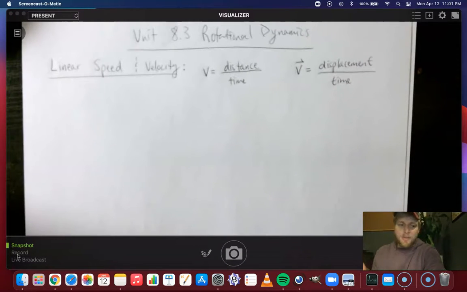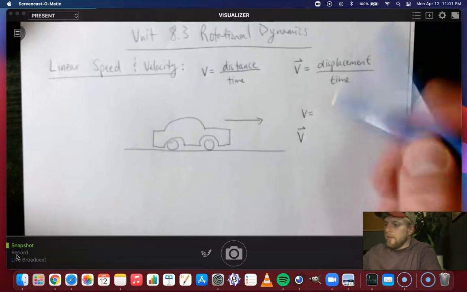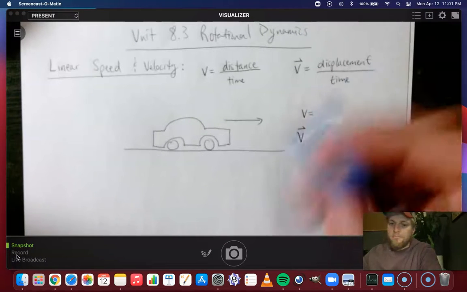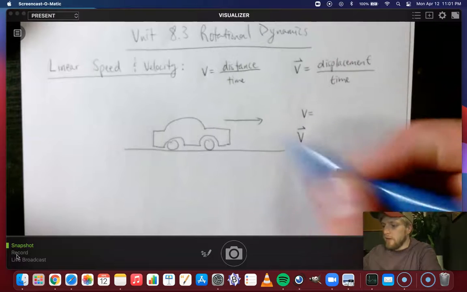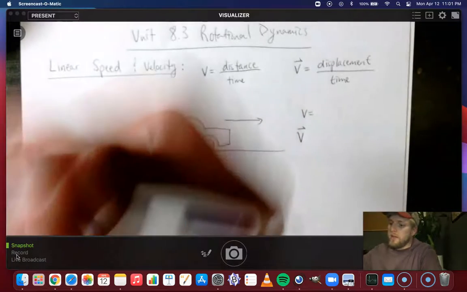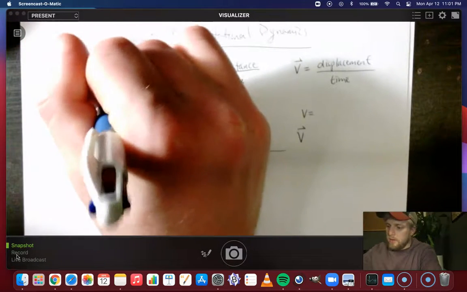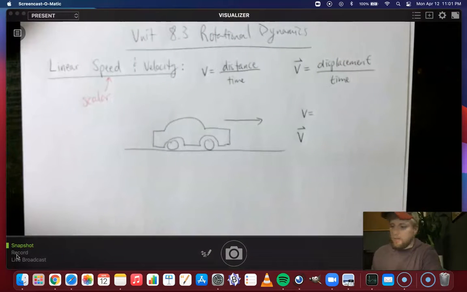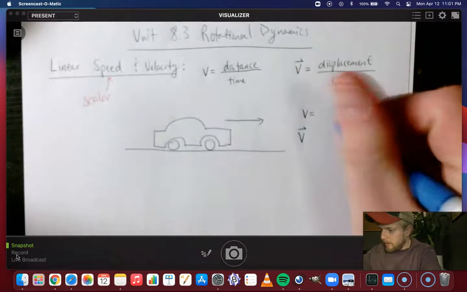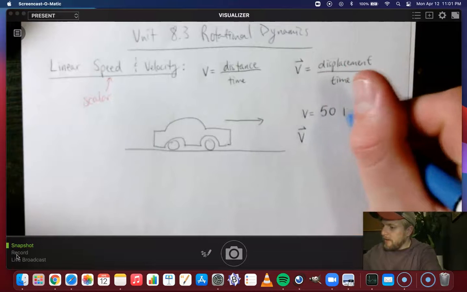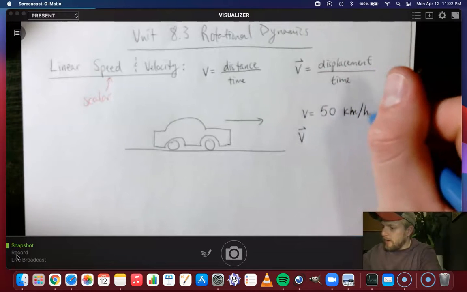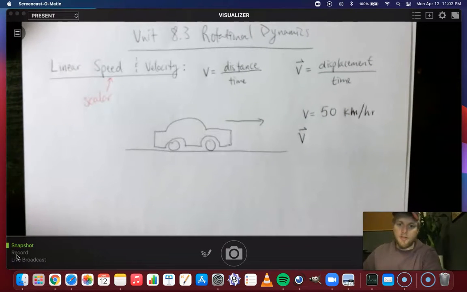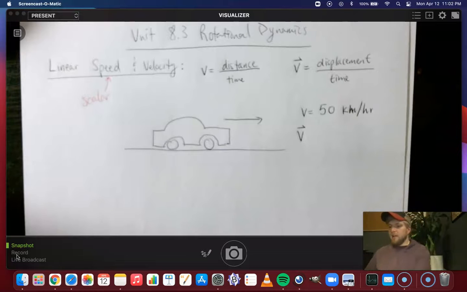So if we talk about the difference between the two, maybe a simple example of how they might be different is a car driving down the road. You might remember that when we've got something like speed, we just care about magnitude because it's a scalar quantity. So linear speed is a scalar quantity. We're just talking about the magnitude. So the speed of this car, I'm just going to make this up, let's say it's 50 kilometers per hour, and that's all we would need to describe the linear speed of the thing.